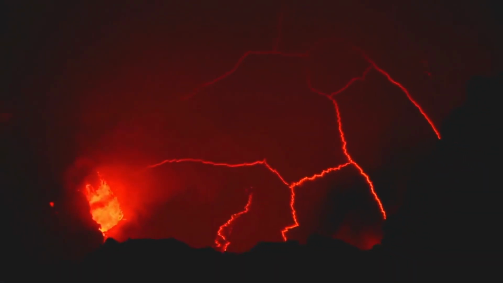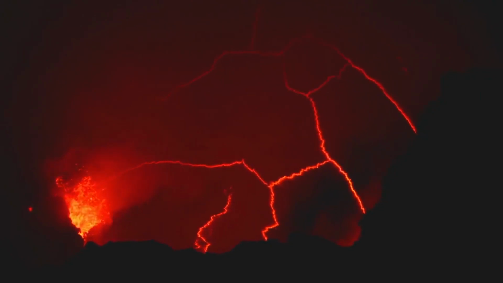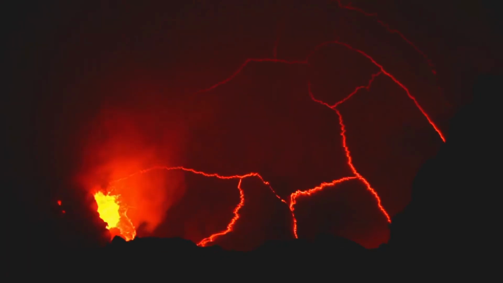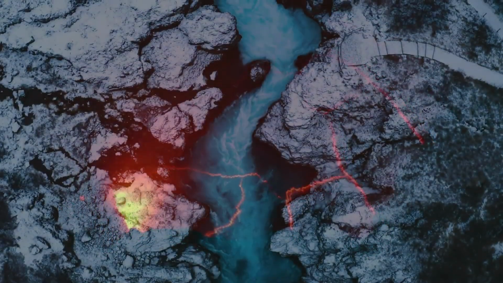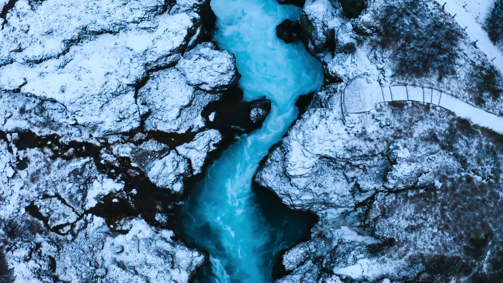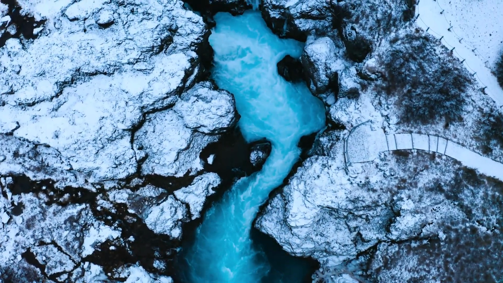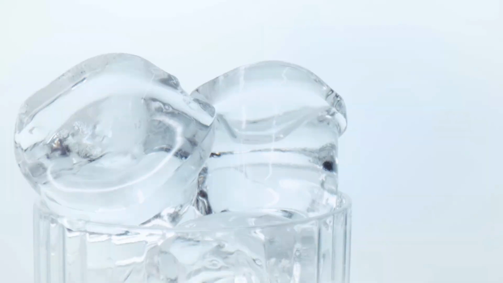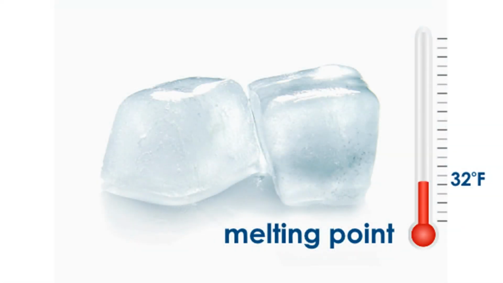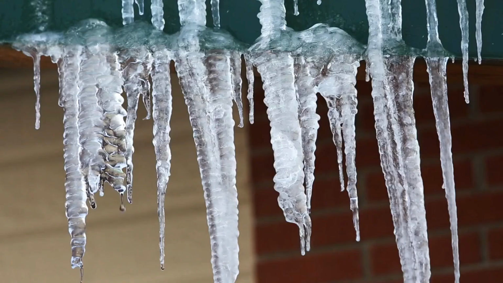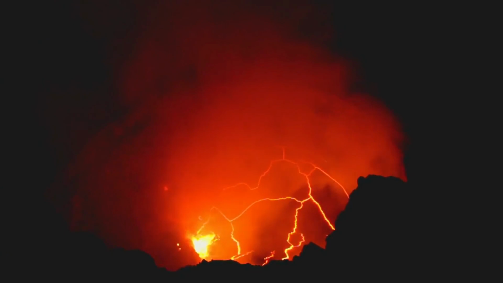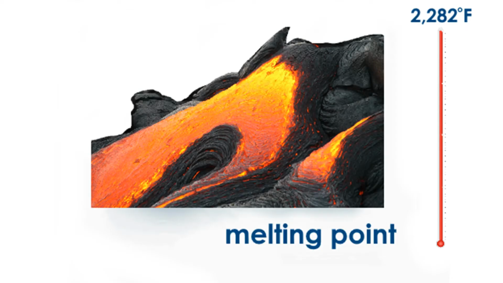When a volcano erupts, we can see the hot lava. Lava is rock that has been heated so much it changes to the liquid state. The melting point of lava is much higher than the melting point of water. An ice cube will melt at over 32 degrees Fahrenheit, which feels cold to us. Lava melts at 2,282 degrees Fahrenheit, which is super hot.